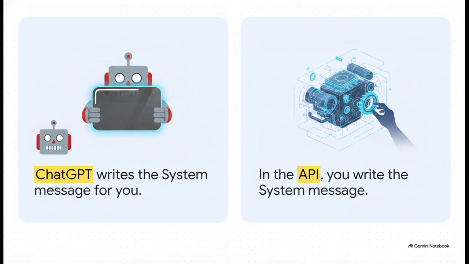To really make this click, compare standard ChatGPT with the API. In ChatGPT, OpenAI writes that system message for you. They just hide it in the background to make your life easier. But with the API, you write the system message yourself. You build the entire messages array from scratch. Taking control of that system role is a massive part of what makes the API so much more powerful than a basic chat interface. You get to dictate the rules of the game.